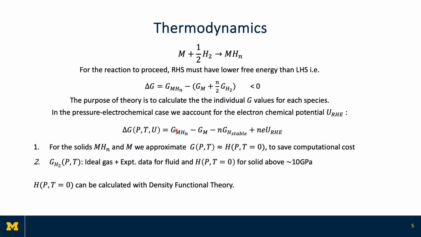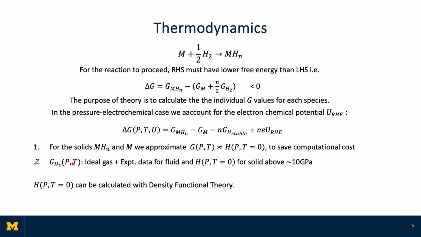Now, how do we get these G's? It depends on the approach used. We do make some approximations. For a solid species, for example the metal hydride or the metal, we approximate G as the enthalpy at zero temperature. This is mostly to save computational cost. It turns out you need an order or multiple orders of magnitude more real dollars in computational cost to predict the free energy at finite temperature, so we don't do that. The TS term, which would take us from H to G, also doesn't vary much across different species, so it's mostly negligible.